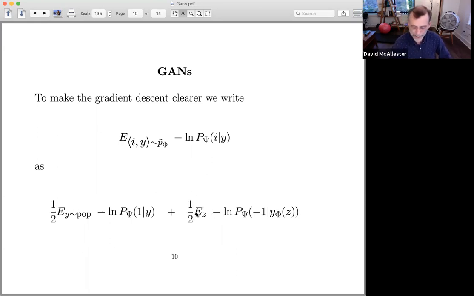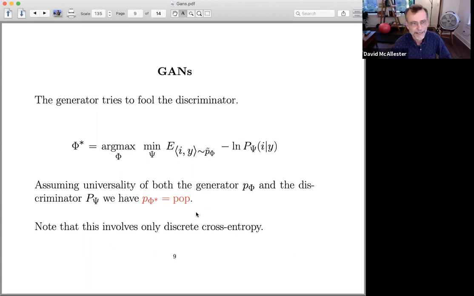And I should have emphasized that back here. I've sort of personified these two parameter vectors, the parameter vector of the generator and the parameter vector of the discriminator. And this adversarial objective is represented by this max-min objective function.